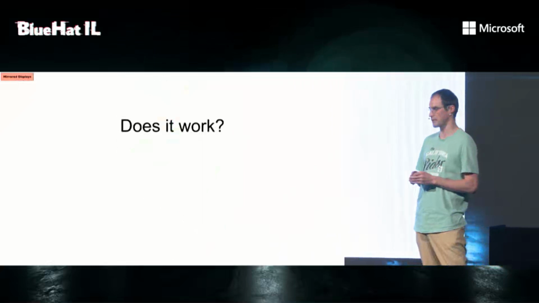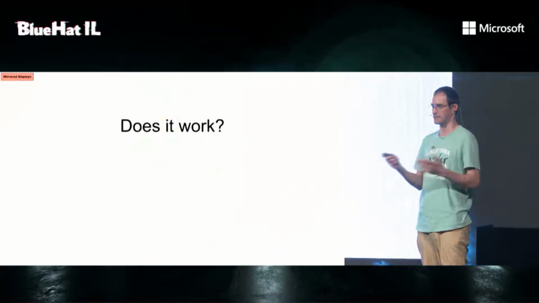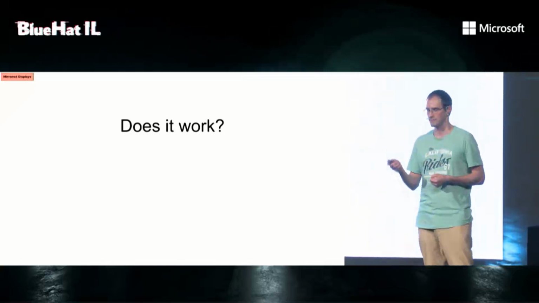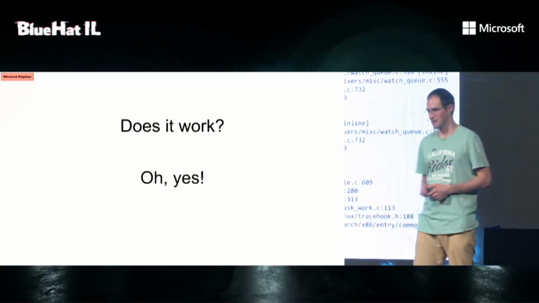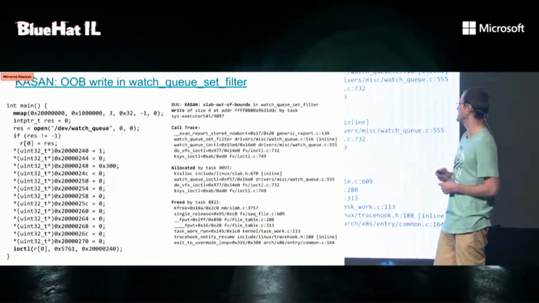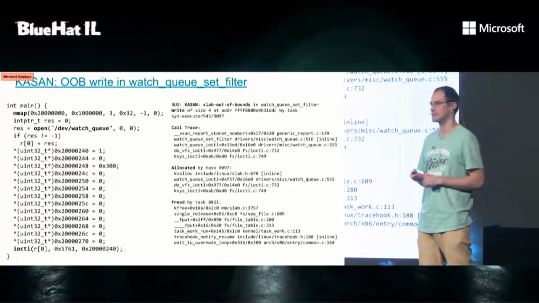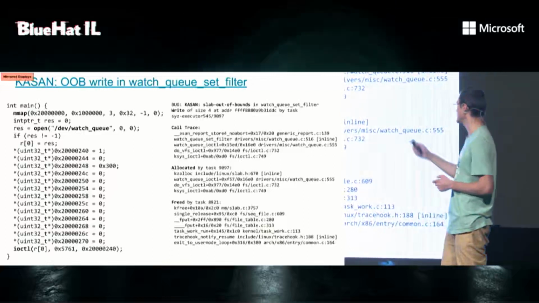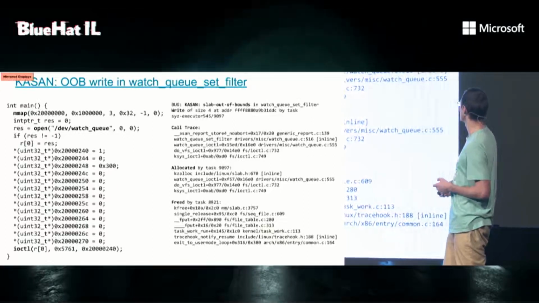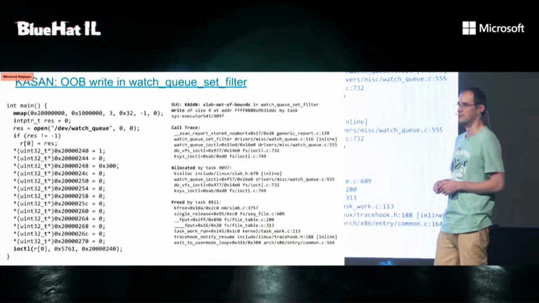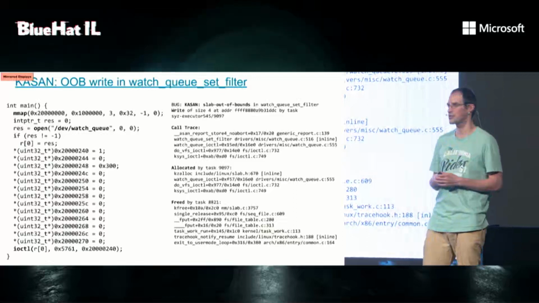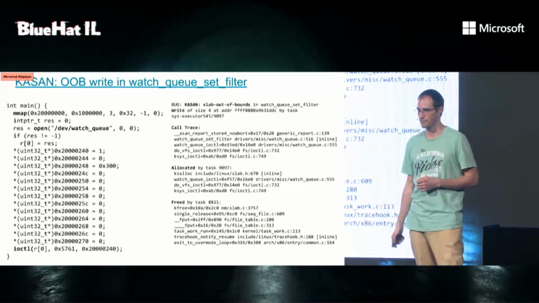Okay, so this is it for implementation. Now the question you may have: does it work, and is all of this complexity worth it? And I can say, oh yes. This is just one randomly picked example. On the left, you can see the random program that the fuzzer generated. It tried to open some device and then call some ioctl. On the right, you can see an out of bounds report, similar to what you usually see in user space, with the call trace, allocation stack, and free stack.